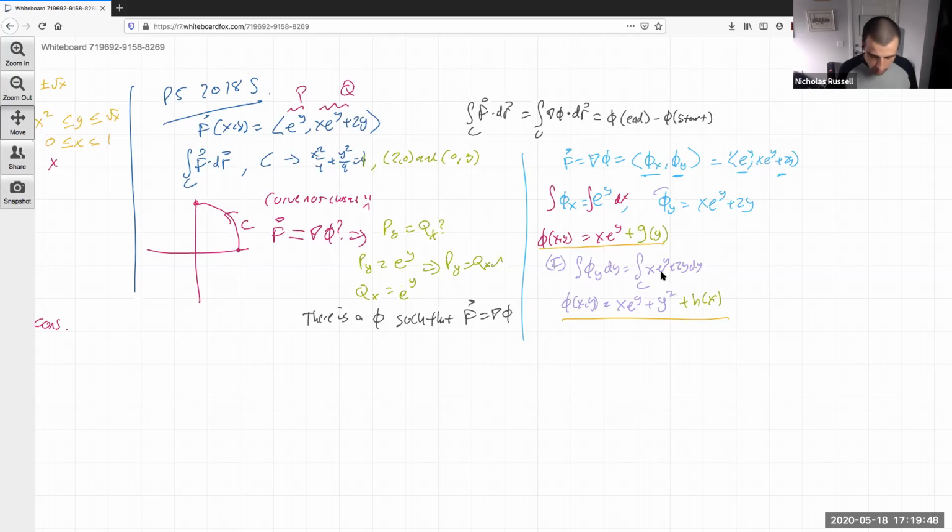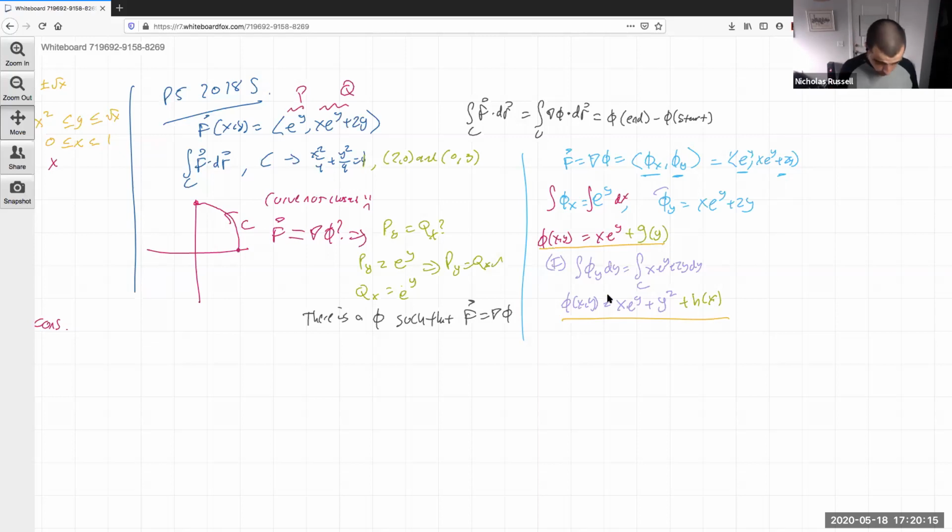So because of that, I can play a piecemeal game and figure out what the missing g of y or what the missing h of x are. In this case, I see here that this missing g of y must be y squared, because they share this x e to the y term. And this missing h of x term doesn't really exist. This is really 0. Okay, so you have a g of y here that's really going to be y squared.